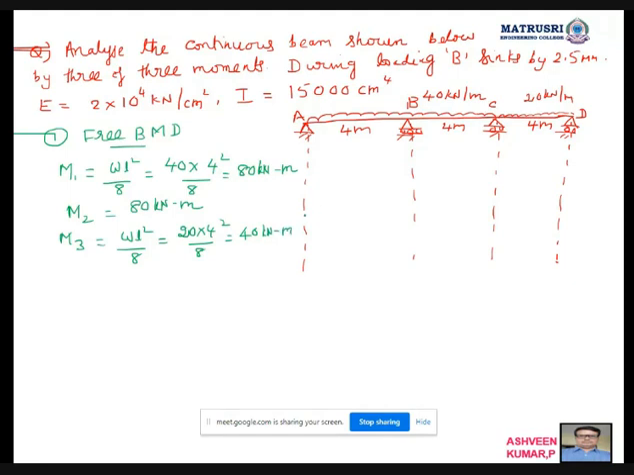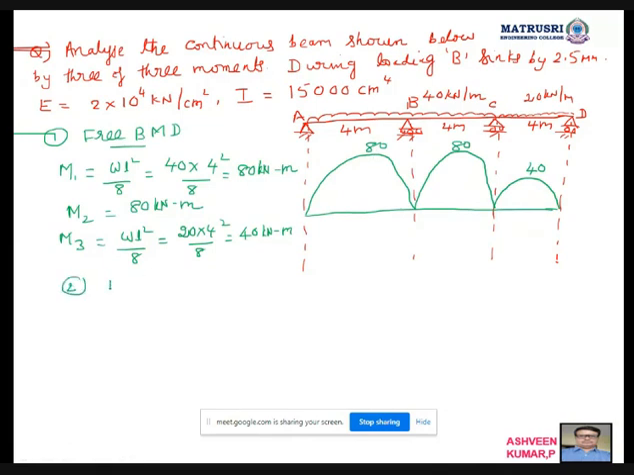Then I'll draw the free bending moment diagram here. So this is 80, this is also 80. Then this is 40. So 40, 80, 80. And what is our second step?